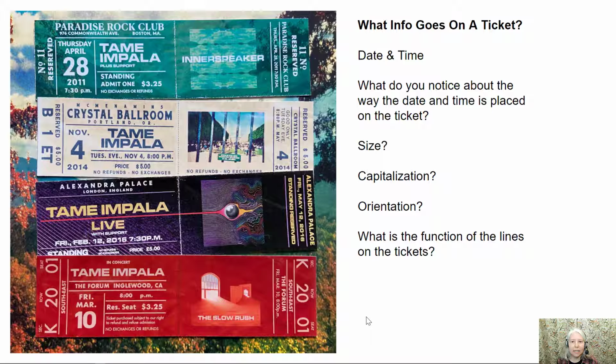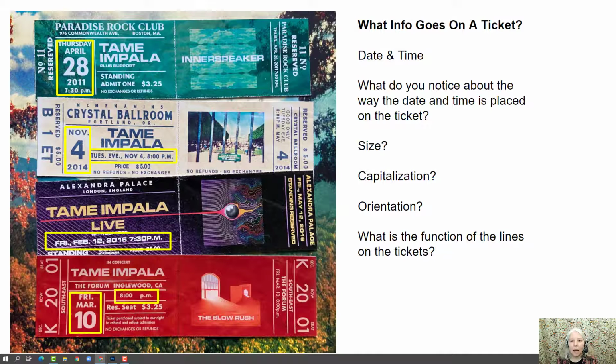Next is the date and time, which is in different places on each of these tickets. What do you notice about the way the date and time is placed on the ticket? I notice that in a lot of cases it's really large. Sometimes it's stacked on top of each other. For example, in the first one, it's Thursday, April 28, really big, and then 2011 smaller, and then the time.